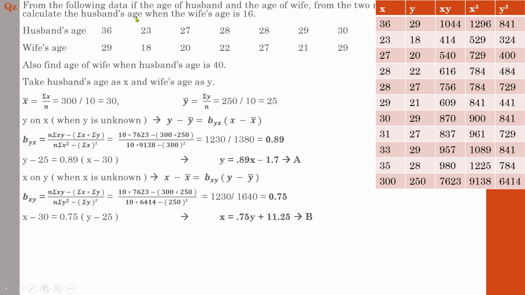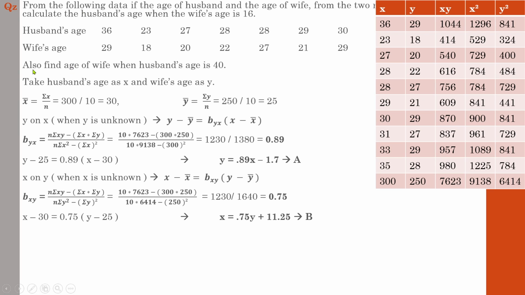Calculate husband's age. Here the unknown value is husband's age. We assumed that husband's age is x. So x is unknown and wife's age is 16. Which equation is used to find the value of husband's age? Definitely this one. Here x is unknown, so you'll be using this equation for finding the value of husband's age.